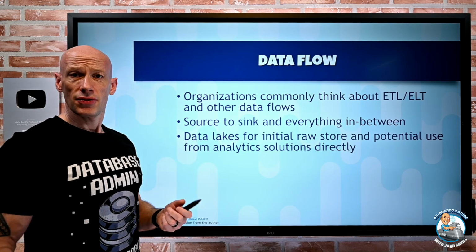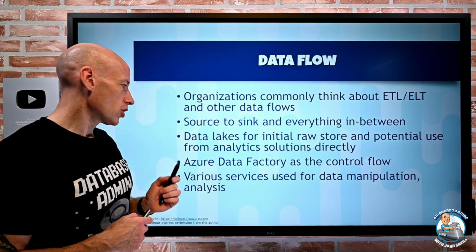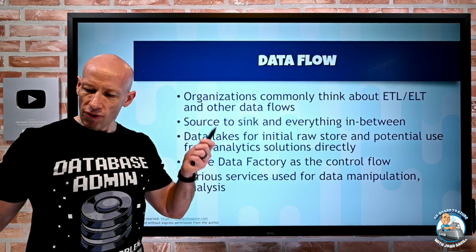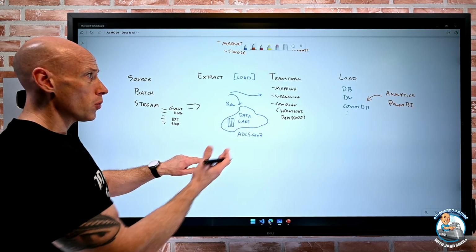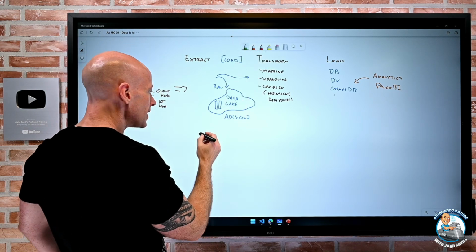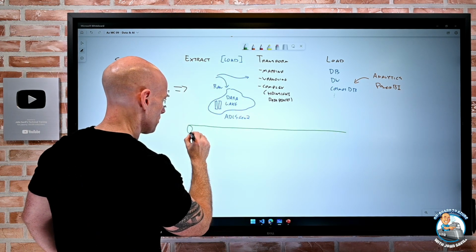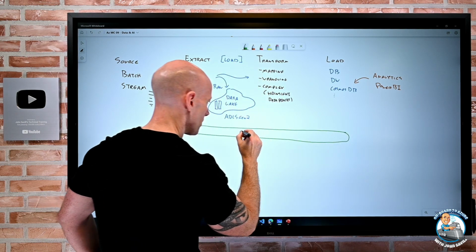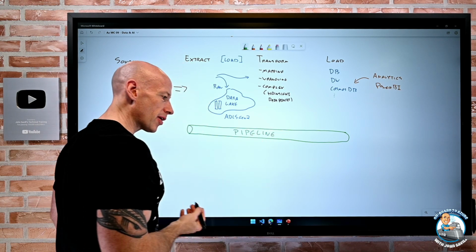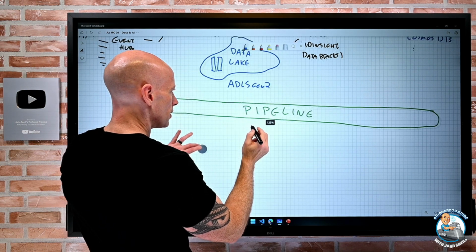So we have data lakes for that raw storage. Azure Data Factory is very commonly used for the control flow. And then various data services are used for manipulation and everything else. Because all those different steps I showed, well, something has to do all of this. So there has to be an idea of a data pipeline. So there's some pipeline that's powering all of that. And the solution is Azure Data Factory.